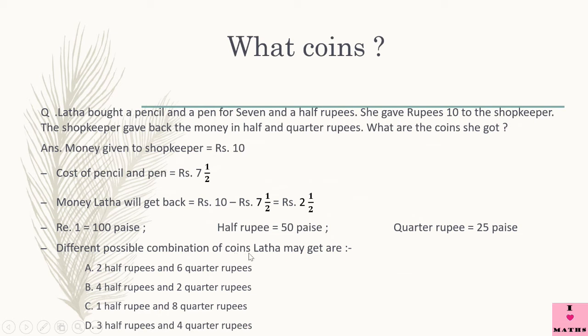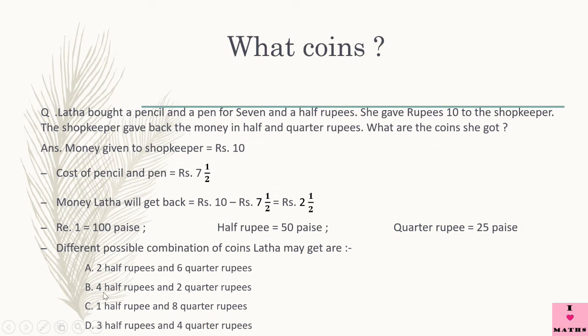Different possible combinations of coins Lata may get are A. First possibility. She may get 2 half rupees and 6 quarter rupees. Now, 2 half rupees means 1 full rupee, and 4 quarter rupees will again make 1 full rupee, and 2 quarter rupees will make half rupee. So this will also make 2.5 rupees. Okay.